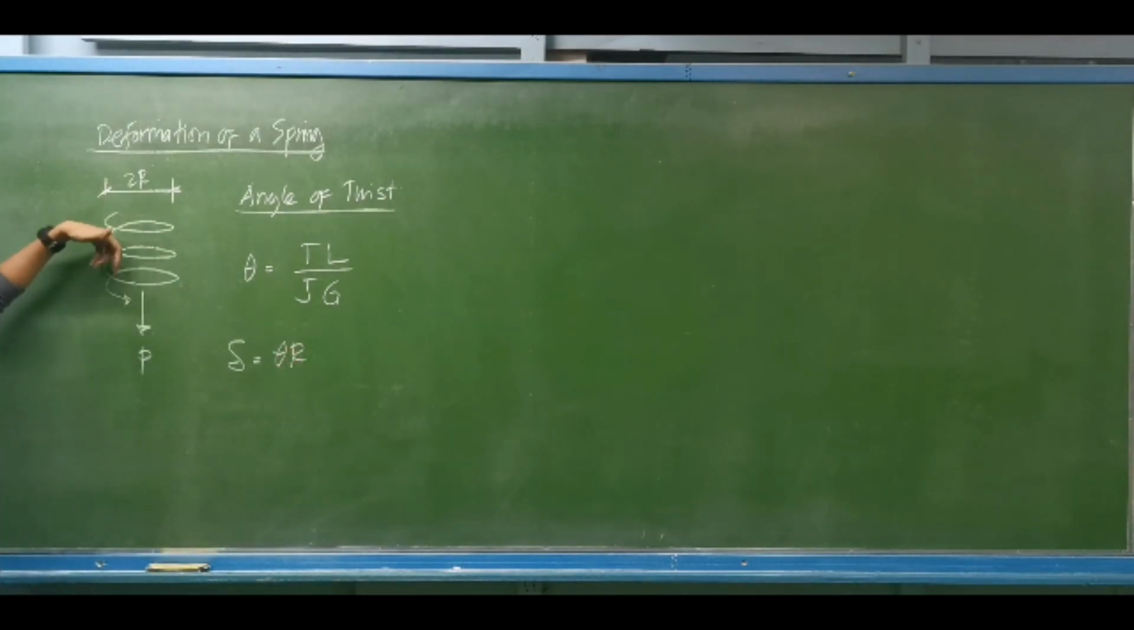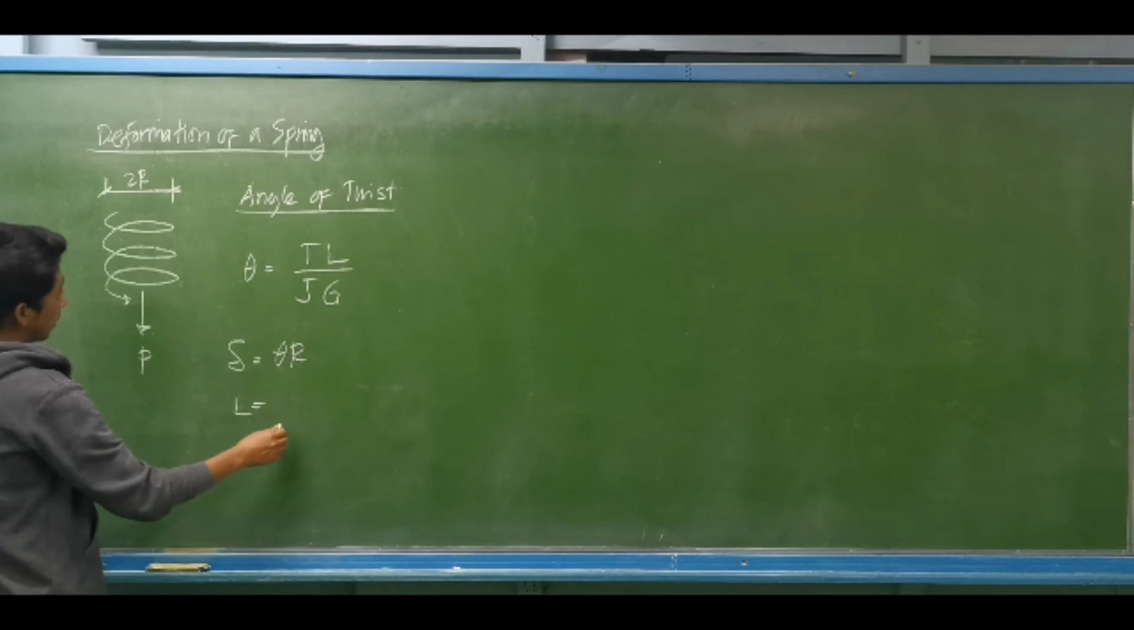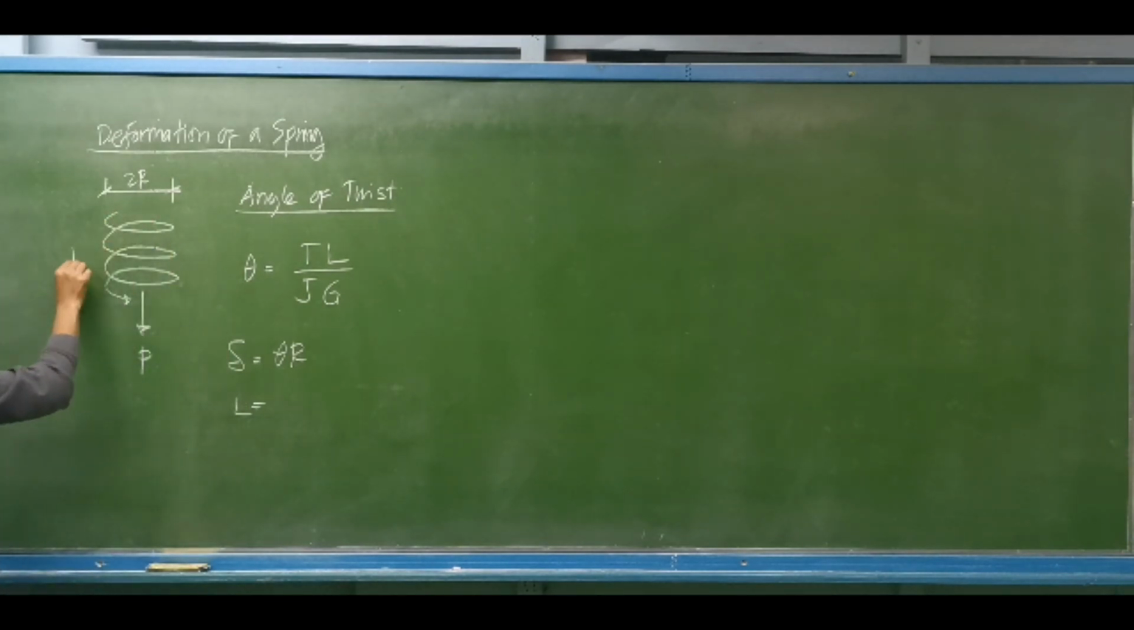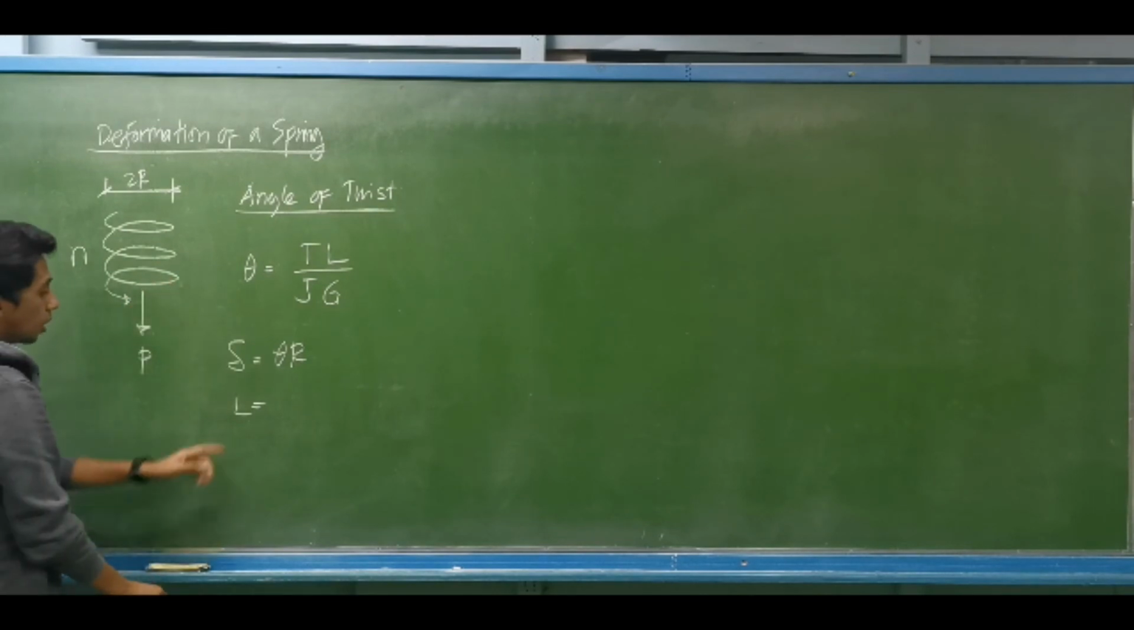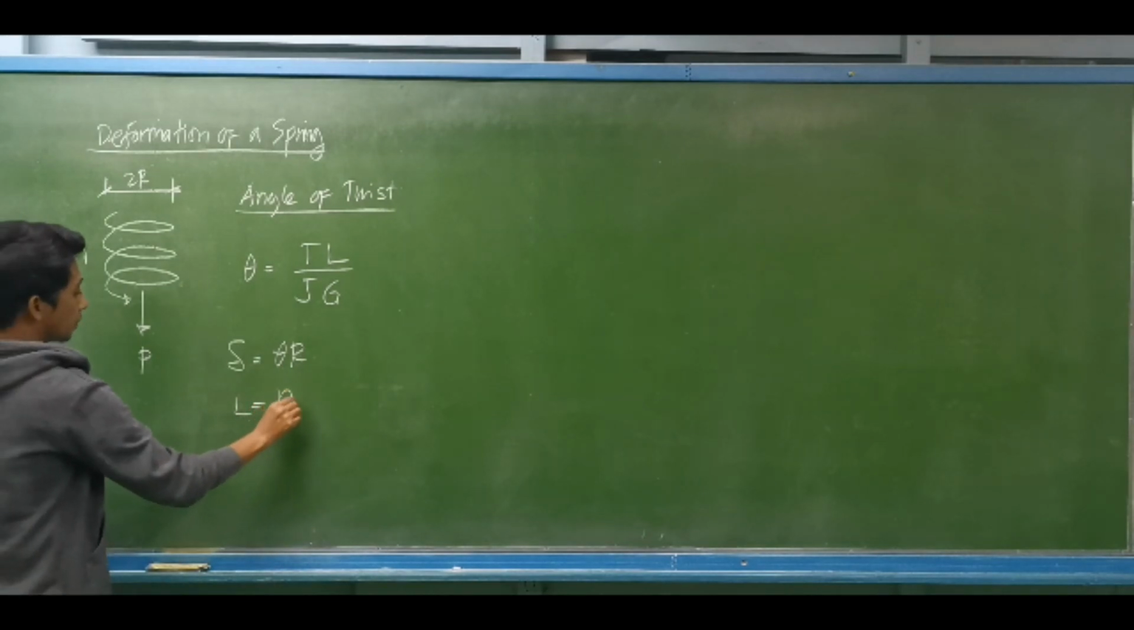So what will be the total length of the spring? For the total length of the spring, we need the number of turns. How many coils are there in this spring? How to determine the length of the spring if you are to stretch this spring? That is the number of turns.